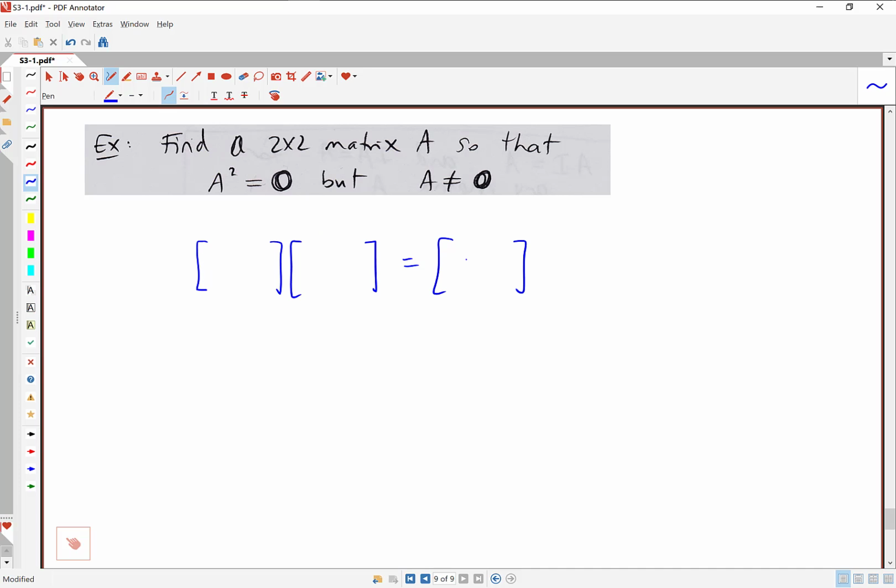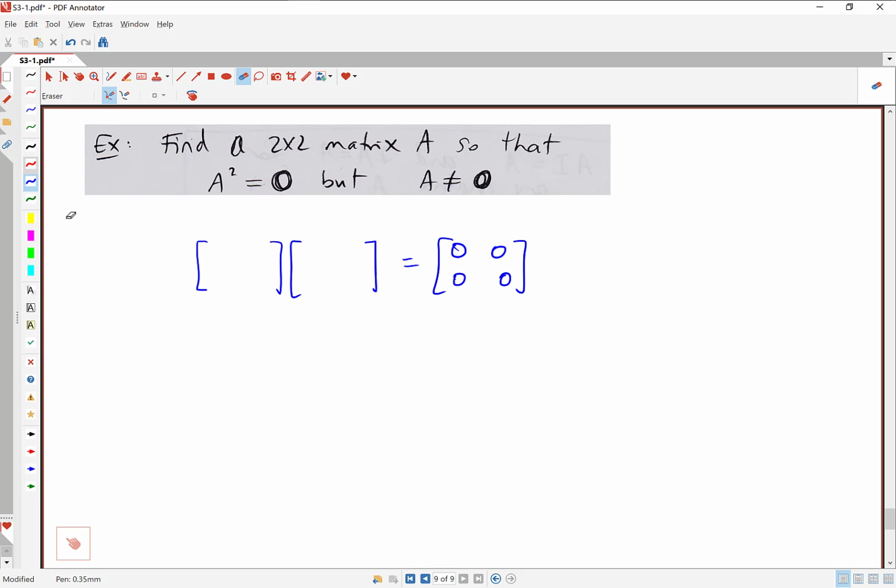And by looking at the sizes here, we can figure out that the 0 matrix is going to be 2 by 2 because A was 2 by 2. All right, now we're not allowed to use the 0 matrix as our choice for A because that would be trivial. Obviously, if we multiplied the 0 matrix by itself, that would work. So what we're looking for is something non-zero. That's when you square it, you still get the 0 matrix.